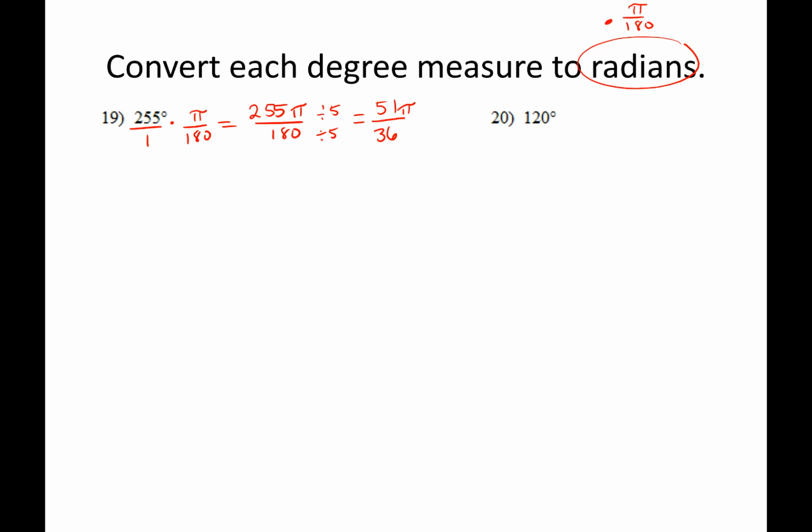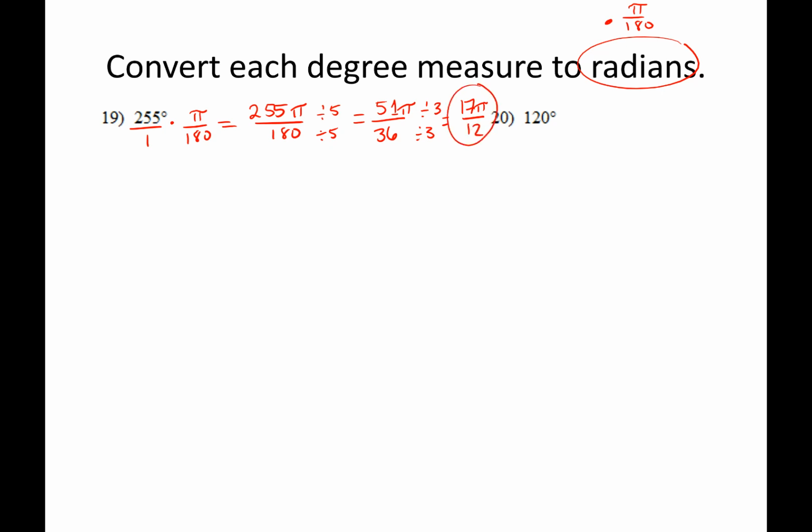If I look at those, it doesn't at first look like I'll be able to reduce, but both of those are actually divisible by 3. So if I do that one more time, I get 17 pi over 12, which is the answer.